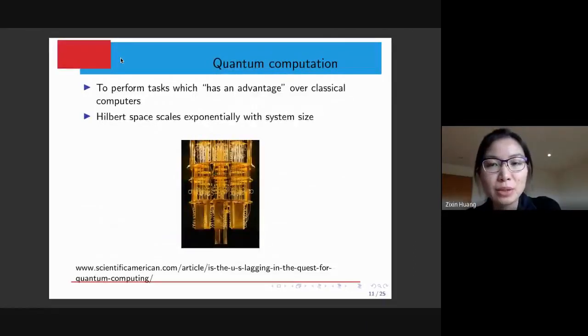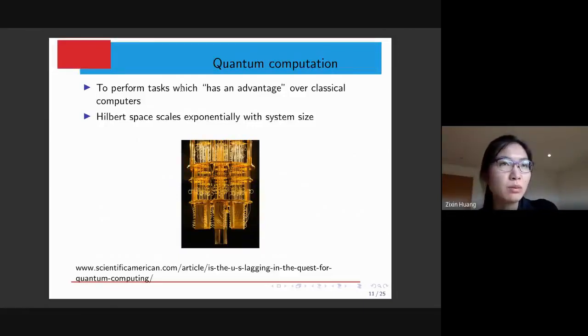Okay, now let's talk about quantum computation. This is a huge subfield, and quantum computation seeks to perform tasks which have an advantage over classical computers. When we say they have an advantage, it means that we're doing tasks which are either completely beyond the reach of classical computers, or these may be problems which are simply cheaper to do on a quantum computer. So cheaper means either time-wise or money-wise efficient.